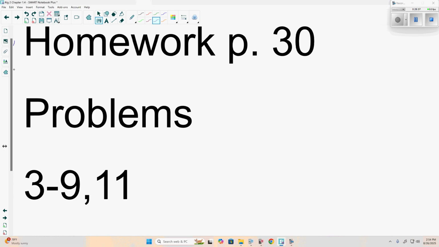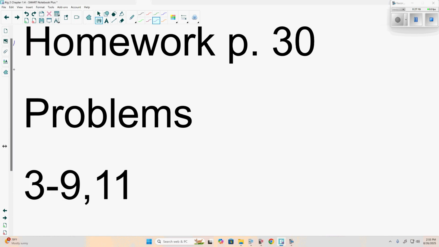Homework on page 30, problems 3 through 9 and 11. Now 3 through 8, you're doing 2 things. Finding the equation of a line, and describing the slope. Interpret the slope. Put it in words. What is the slope telling us? The way that you phrase the slope for 3 through 8, I'm not looking for specific wording. I'm just seeing, did you describe the slope? Did you interpret the slope? If you did, you got it right. That's all I'm looking for. Because as we saw yesterday, there are several different ways we can interpret the slope. Just give me one of them.